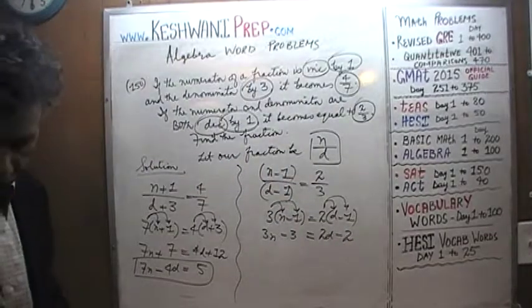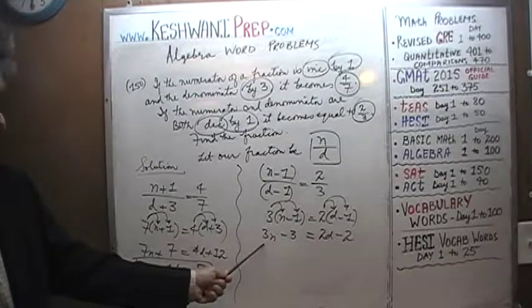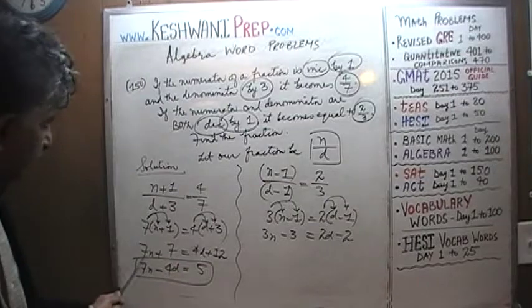Now listen very carefully, okay? Here we see 7n, here we see 3n. Okay, that's it, listen carefully. Here we see 3n, here we see 4. Here we see 3n, here we see 7n.